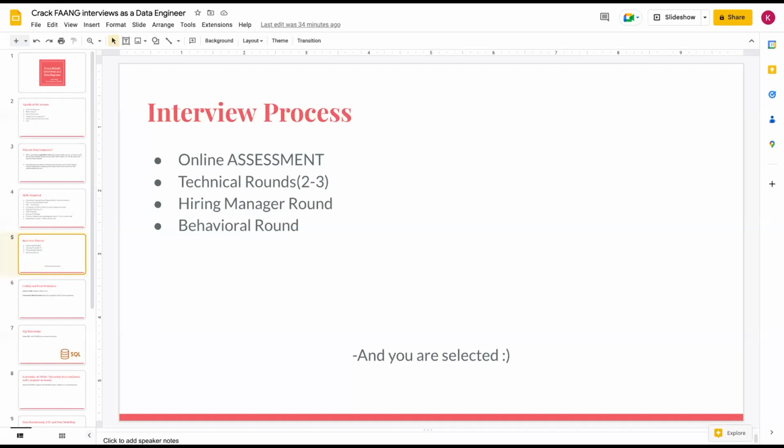Moving next, the last round is the behavioral round. The behavioral round is generally what I call the HR round, which you guys already know. But when you are applying for a FAANG company, they basically check for employee fitment. So under this, they will judge you on whether you fit perfectly on their leadership principles or not. So that's where the behavioral round comes into the picture. Again, this is taken by either a tech manager or a non-tech manager.